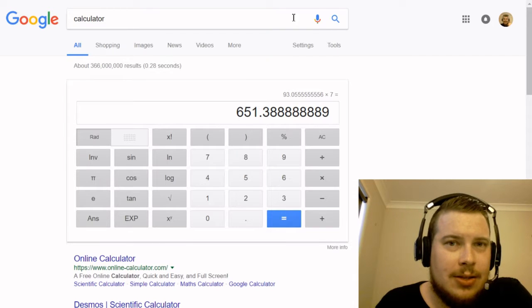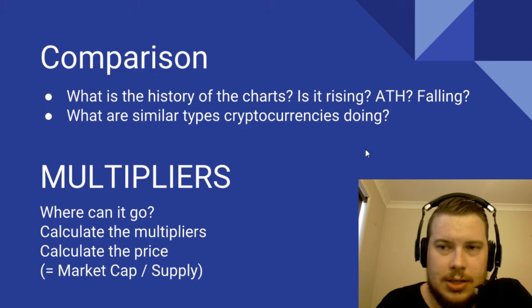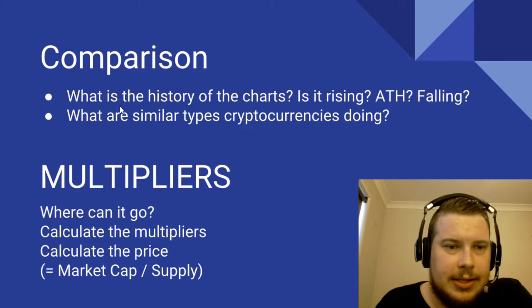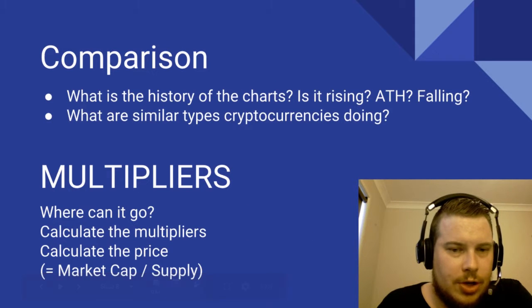Now, fundamental analysis. That's the next one. Oops, I didn't show you the other slide. I completely forgot about it. So, as I said, where can it go? Calculate the multipliers. Calculate is market cap divided by supply. That's pretty straightforward.